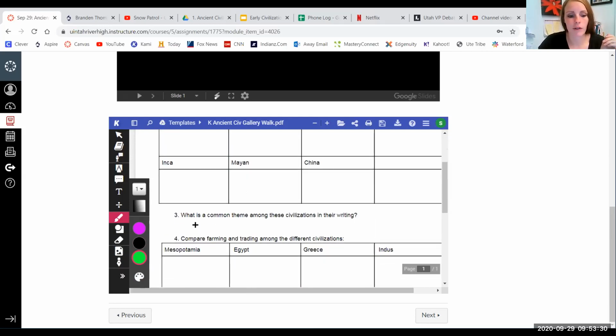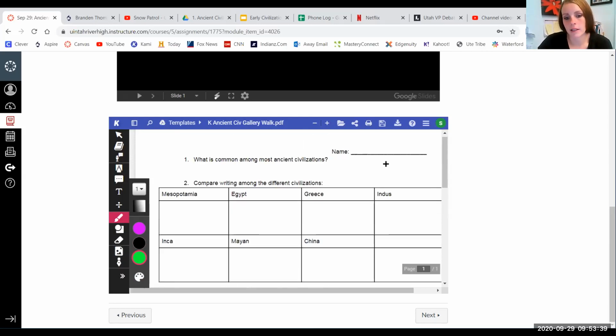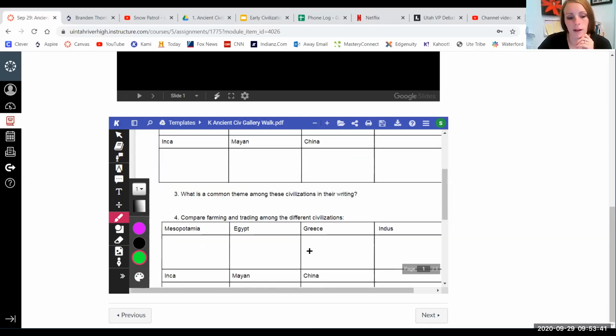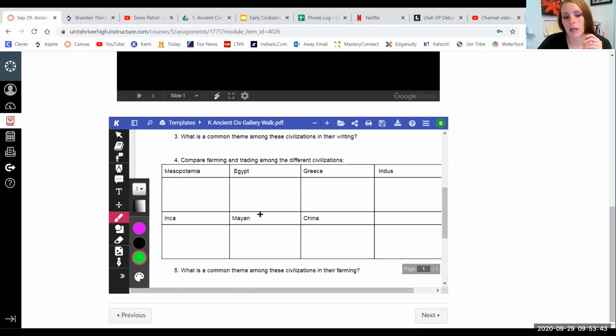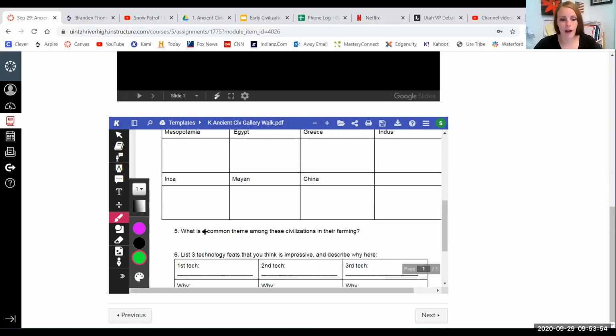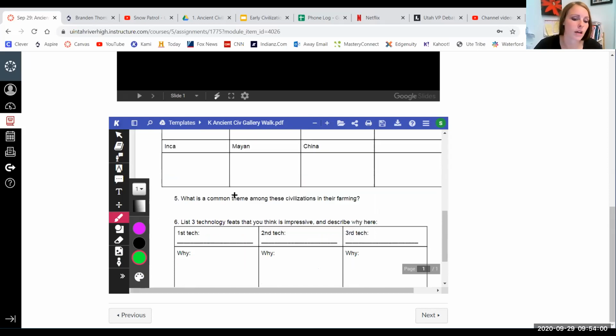And then you can write down for the answer, once you're all done, what is the common theme among these civilizations and their writing? So what is something that you see a lot in these civilizations with their writing? And do the same thing with farming and trading. So tell me one or two things about how they farm or trade, or what they farm or trade. And then you're going to write down for number 5, what is a common theme among these civilizations in their farming? So what's something that they all have in common with each other?